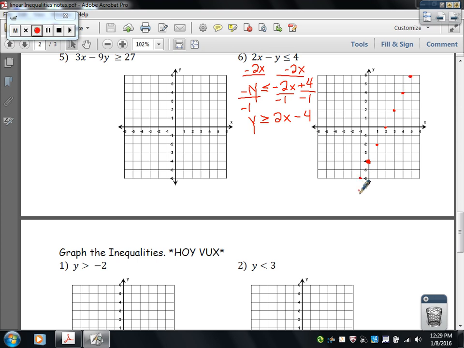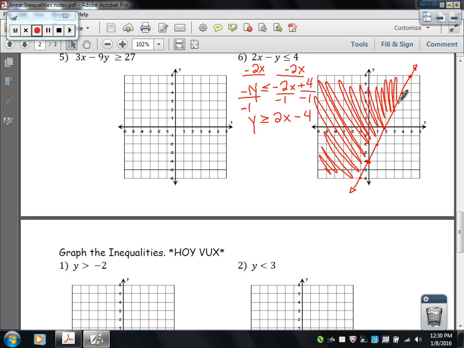Is this going to be a solid or dashed line? It's going to be a solid line. Which side do you think I'm going to shade on? The top side, right? It says greater. When we're looking for greater, we're looking for the top. So I'm going to be over here.